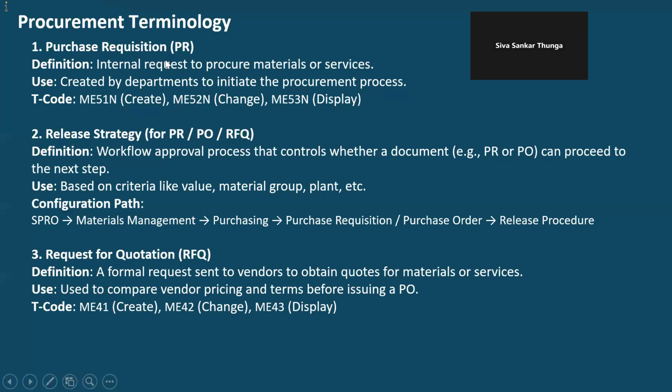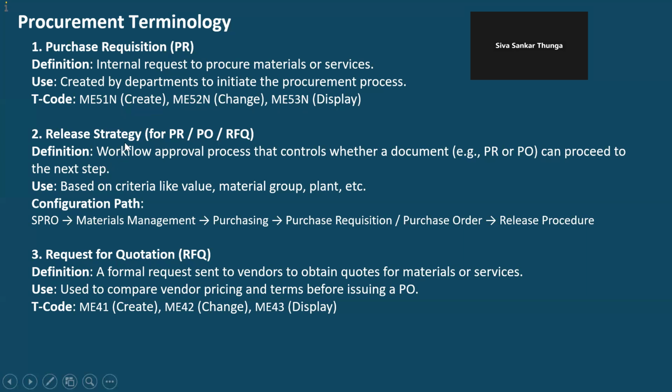Here, purchase requisition is an internal request to procure material or services. As I told, it's an internal request raised by any of the departments working with the project, created to initiate the procurement process. These are the transaction codes for create, change, and display: ME51N, 52N, 53N respectively.